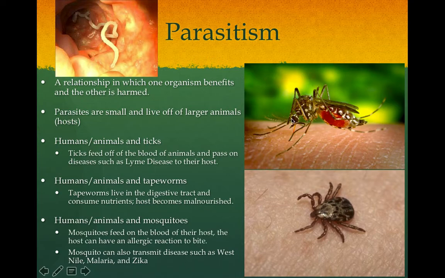And the last one that's shown here is the human or an animal with a mosquito. In this case, the mosquitoes feed on the blood of their host, kind of like the tick, and cause you an itchy reaction. So you're negatively harmed, and the mosquito would benefit. And just like the tick, they can also transmit diseases, which is another problem. But they don't want to kill you. They want to come back and get your blood again tomorrow. But sometimes they transmit diseases that could be very harmful.